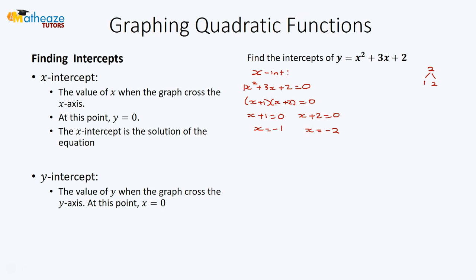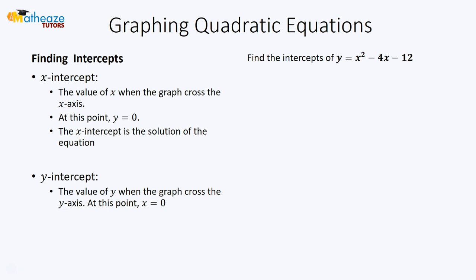And then for the Y-intercept, we're just going to say y equals 0 squared plus 3 times 0 plus 2. This is going to give us y equals 2. So y equals 2 is the Y-intercept.